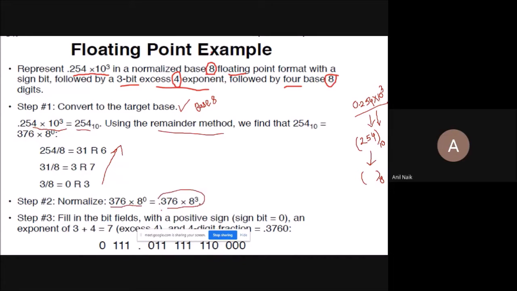So you're representing it in this form. These both are equal, there is no difference. Normalization means what? 376 into 8 raised to 0, base 8. So there is no difference here. Normalization means you are shifting the decimal point. So here 0.376 into 8 raised to 3, there is no difference. Here we had done 0.254 into 10 raised to 3, that is equivalent to 254. So same.